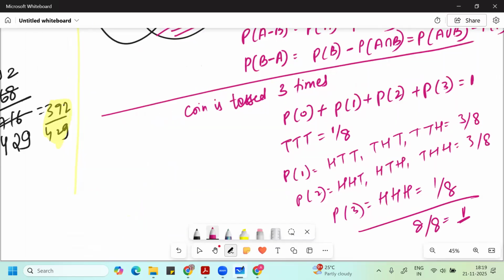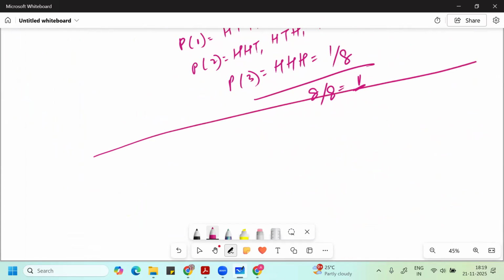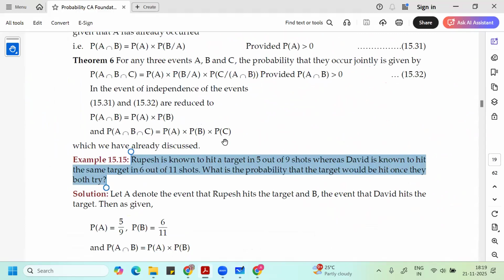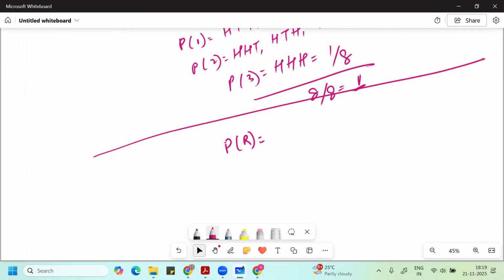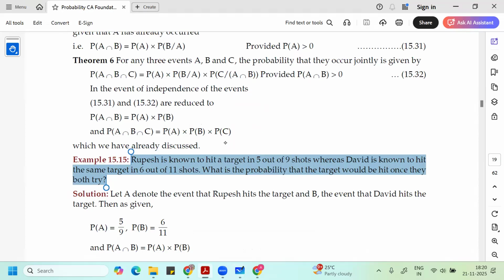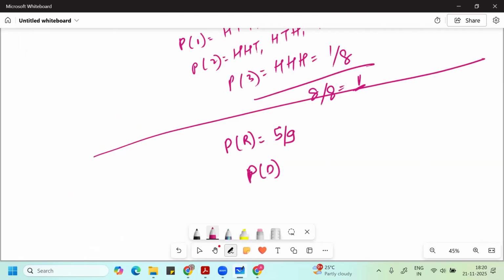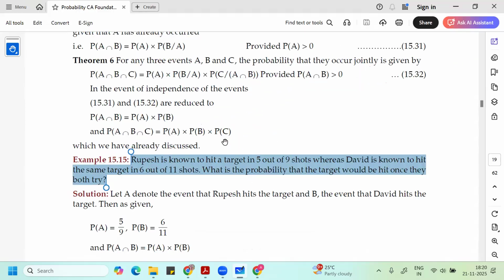The probability that Rupesh hits the target is 5 by 9, and the probability that David hits the same target is 6 by 11. Okay, then what is the question? What is the probability that the target would be hit once?